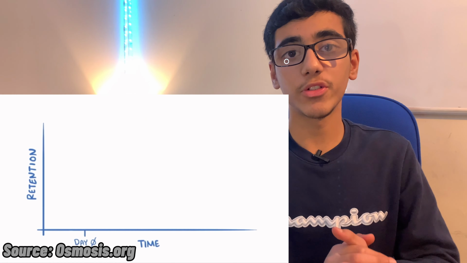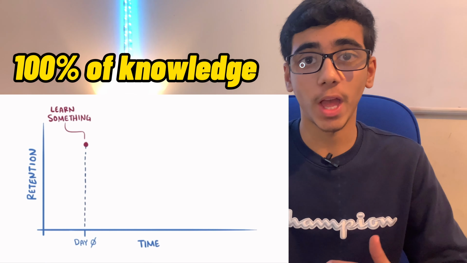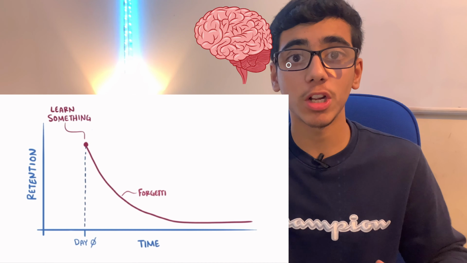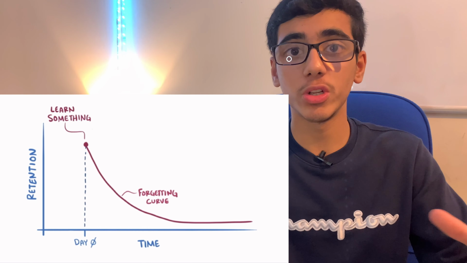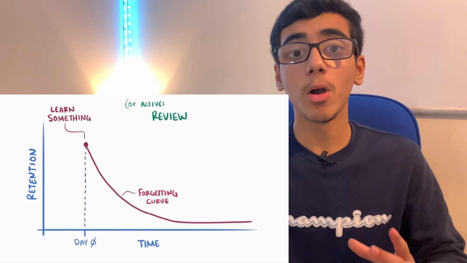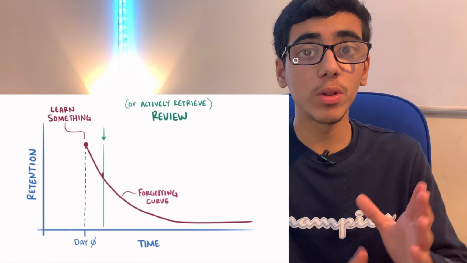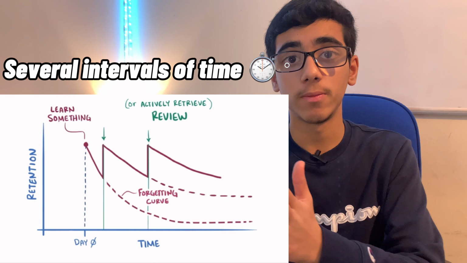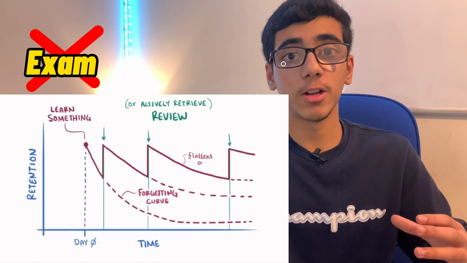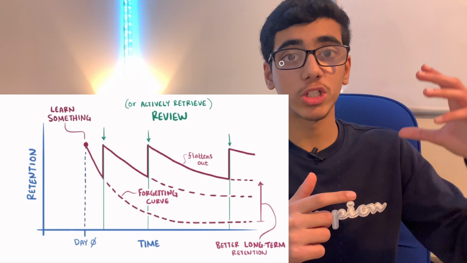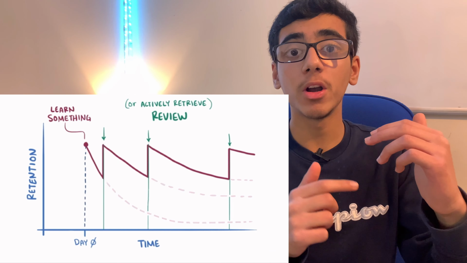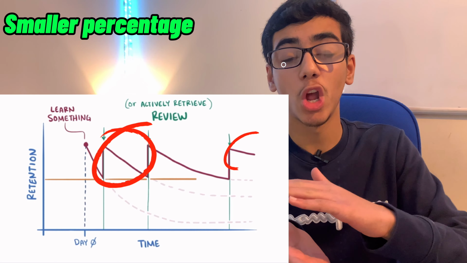So whenever we learn something, we retain 100% of that knowledge. As days and weeks pass, we'll start to lose that knowledge, and that's represented by the forgetting curve. And this is what leads students to cramming for the days before the exam. But a more effective method is to review that information that you've just learned in several intervals of time, even if you don't have the exam, because spaced repetition means that every time you review that information, you will not only retain 100% of that knowledge again, but your brain will lose a smaller percentage of that knowledge every time. And that is really amazing, and that's the importance and power of spaced repetition.